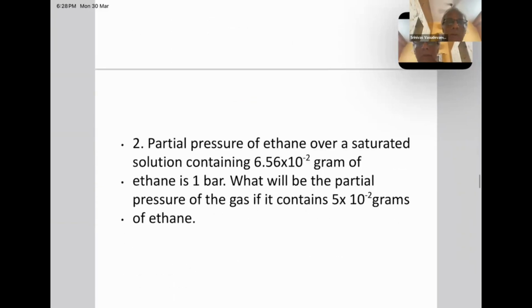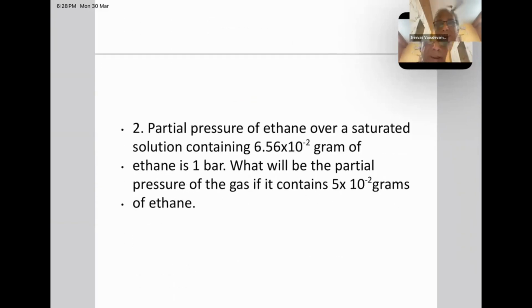Next: the partial pressure of ethane over a saturated solution containing 6.56 into 10 power minus 2 gram of ethane is 1 bar. What will be the partial pressure of the gas if it contains 5 into 10 power minus 2 grams of ethane? So here the grams are decreasing. What will be the pressure here?